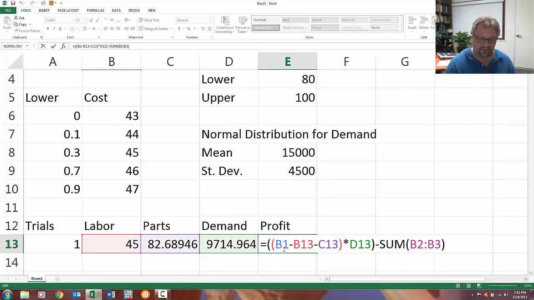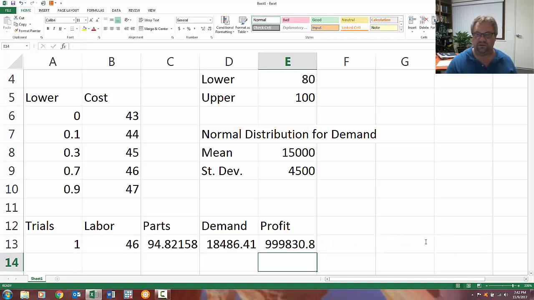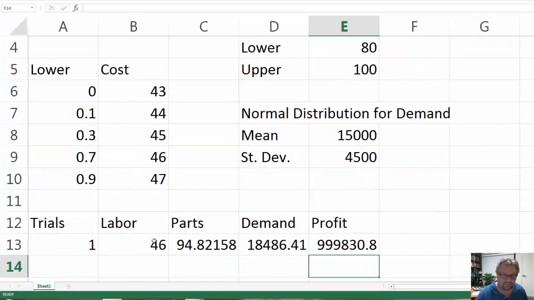Now I need to do some anchoring here. I need to anchor in the price. Do not anchor labor, parts, or demand. I want those to move down when I copy so that I can get the labor cost for trial 2, parts cost for trial 2, demand for trial 2. But I do need to anchor in my fixed costs because those won't change. And there you go. So now all we need to do is copy this down.